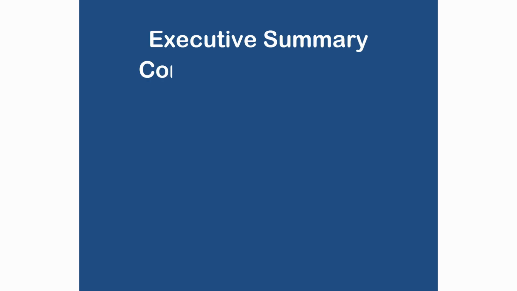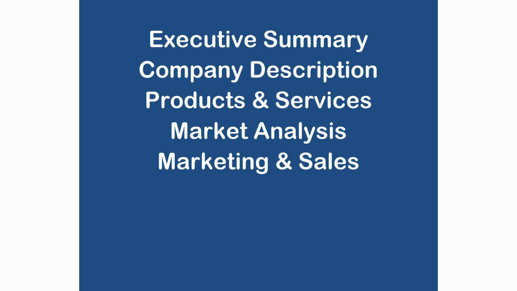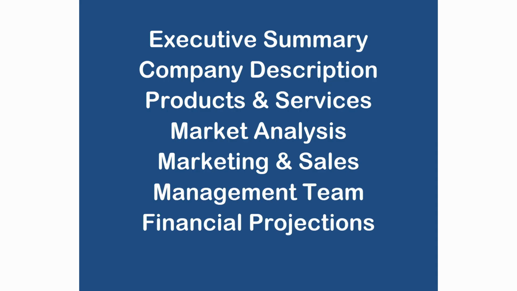Now, I have a list of sections that I want to have in the business plan. And those include the executive summary, company description, products and services, market analysis, marketing and sales strategy, management team and organization, financial projections, and then an appendix at the end. So we'll have Gemini write us a template for each one of those. We can then just fill in that template.